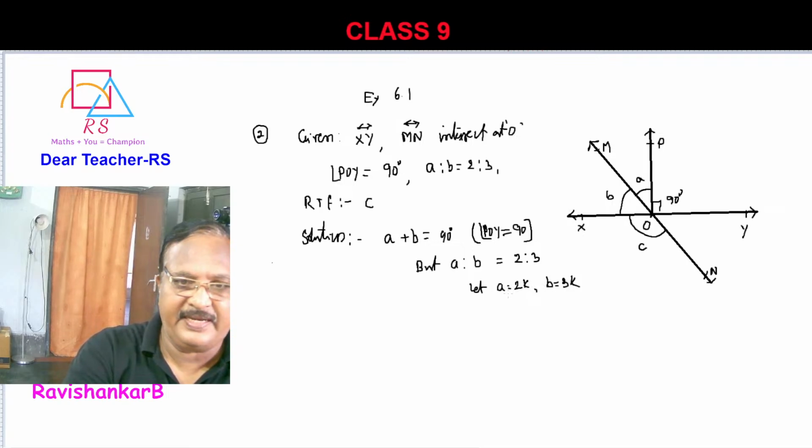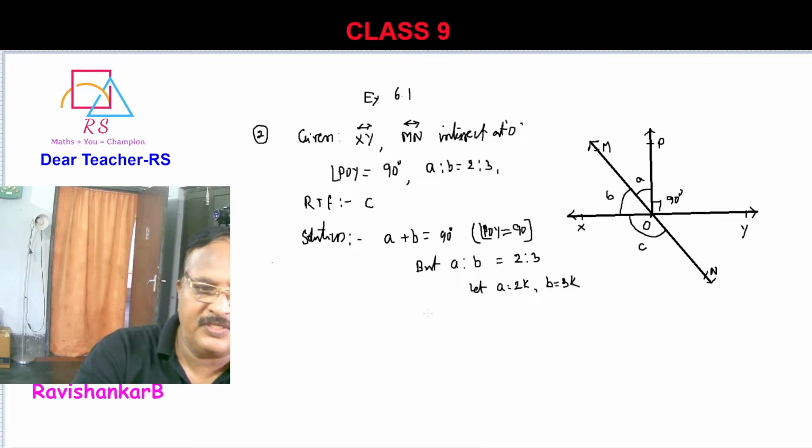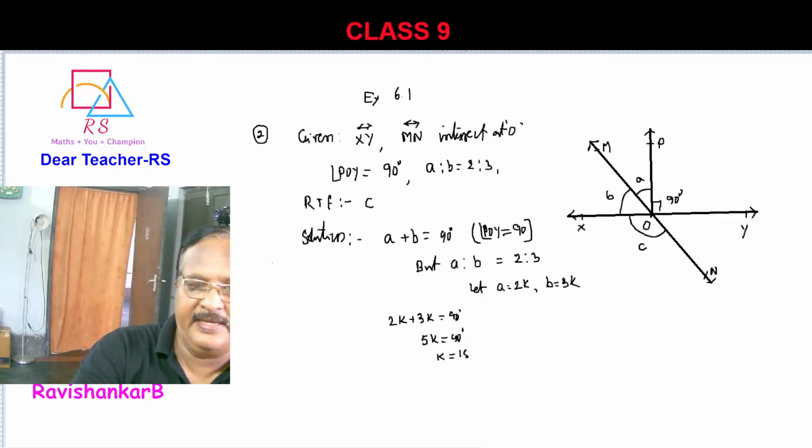B is equal to 3K. So now put these values in A plus B. So 2K plus 3K is equal to 90 degrees, and 5K is equal to 90 degrees, and K is equal to 18 degrees. So then what happened? Therefore A is equal to 2K, 36 degrees, and B is equal to 3K, 3 into 18, 54 degrees.